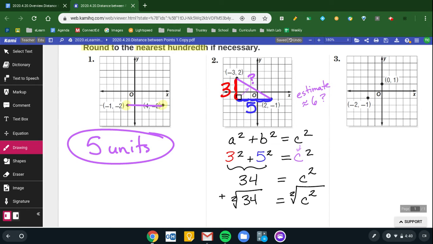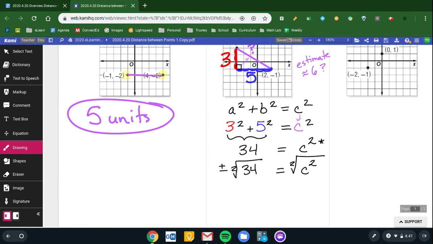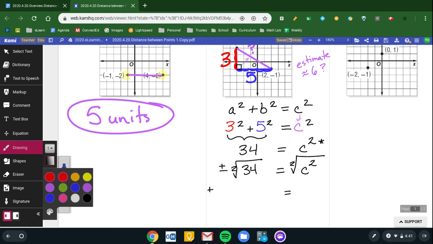Now, if you recall from a few days back or from a few months back, anytime you have a second power in an equation, many times you can have two possible answers, but you can't have a negative length here. So we know the answer is going to be positive. Meanwhile, square power, square root cancel out, leaving us with C equals.